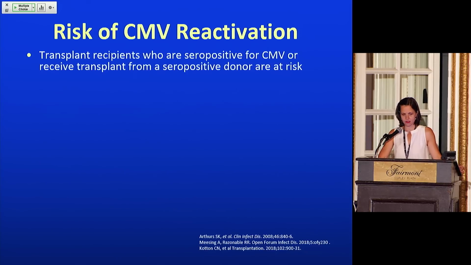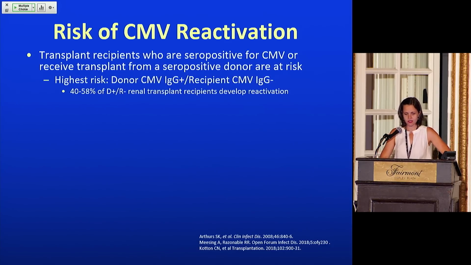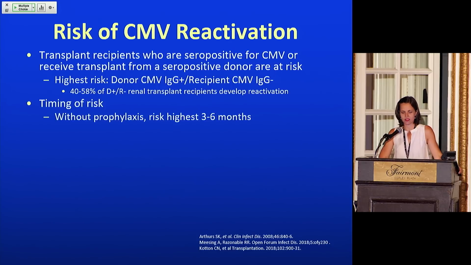people who got prophylaxis. So transplant recipients who are seropositive for CMV or receive a transplant from a seropositive donor are at risk, but the highest risk is when the donor is CMV positive and the recipient is negative. Because basically what you're doing is you're giving them a whole bunch of immunosuppression that's new, and you're giving them an organ that harbors this new infection that their immune system has never seen. So you weakened their defenses and you're giving them a new infection all at the same time. Up to 60% of people without prophylaxis in this category will reactivate.